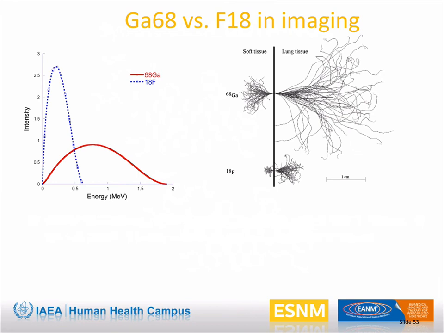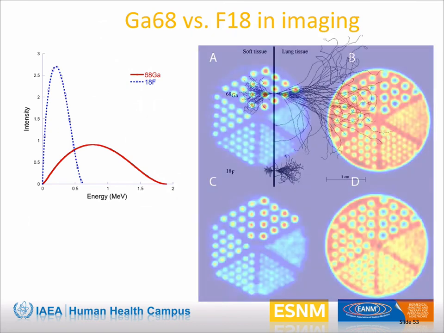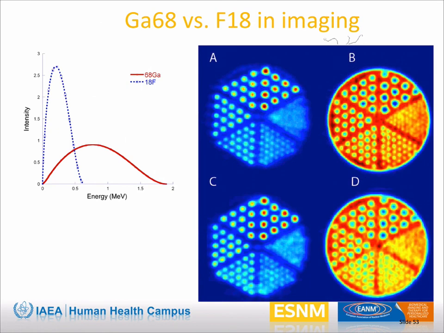If we compare gallium-68 versus fluorine-18 in imaging, we can see that gallium has much higher endpoint energy than fluorine. Thus, the positron range is much longer for gallium, especially in soft tissues, as compared with F18. So the image resolution is better for fluorine-18 than for gallium-68, because fluorine has a lower positron energy than gallium. And here we can compare the fluorine-18, A and B, with gallium-68, C and D. You can see that in this phantom you have a very nice resolution with F18, but with gallium-68 the image can get very blurred.